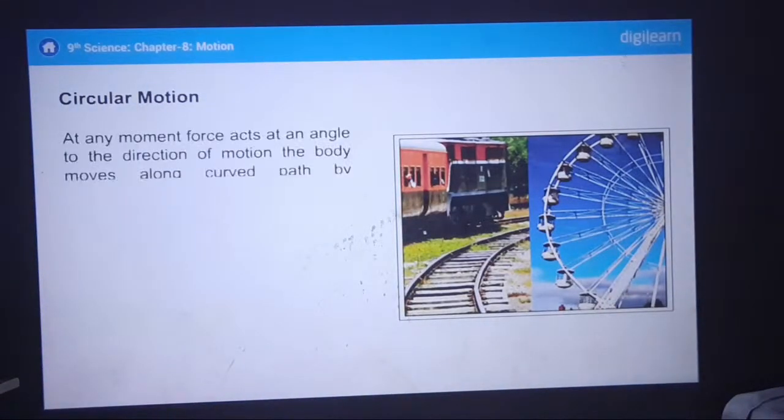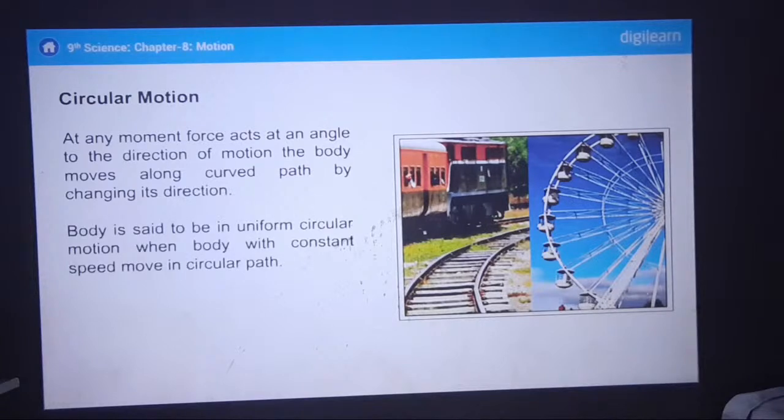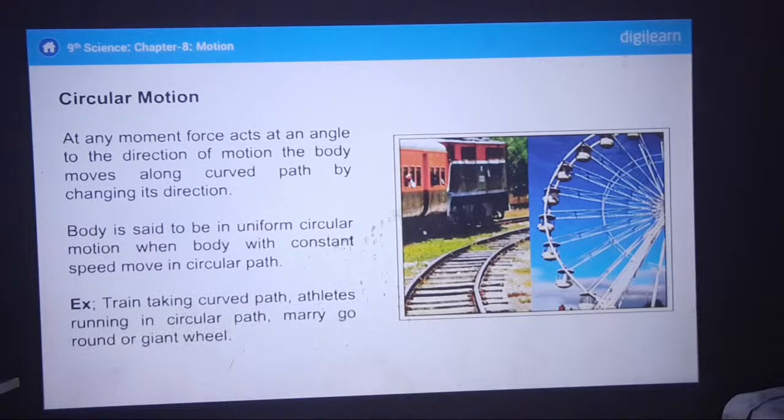Circular motion. At any moment, force acts at an angle to the direction of the motion. The body moves along a curved path by changing its direction. A body is said to be in uniform circular motion when it moves with constant speed in a circular path. Examples: a train taking a curved path, athletes running in a circular path, a merry-go-round or giant wheel.